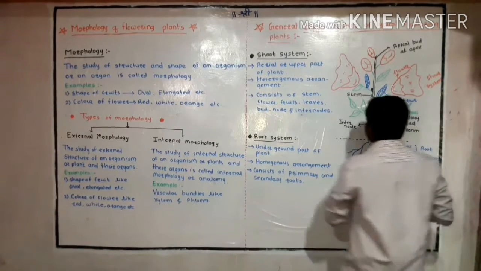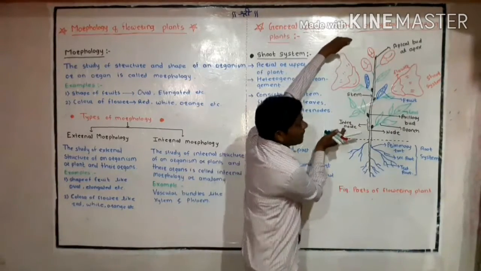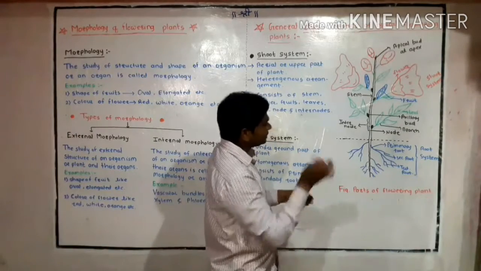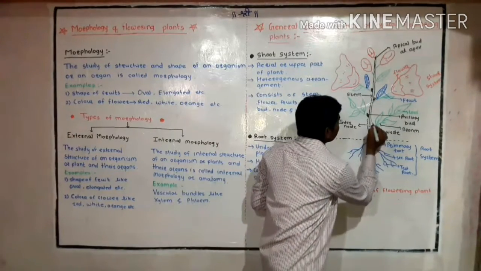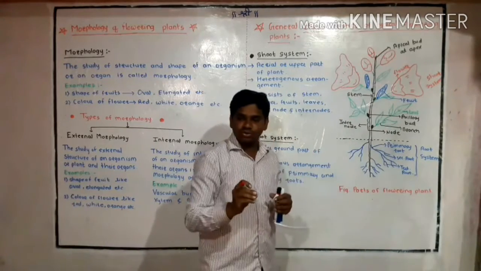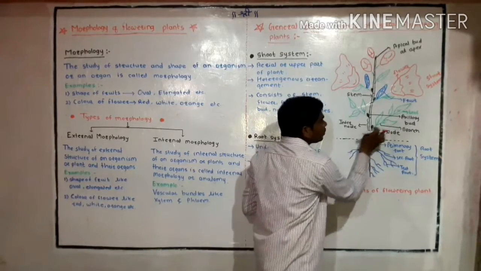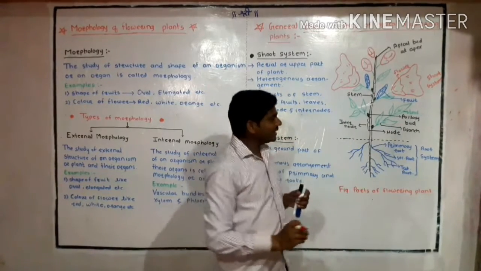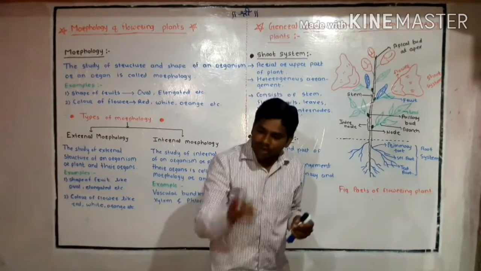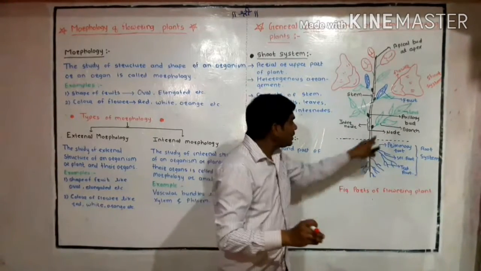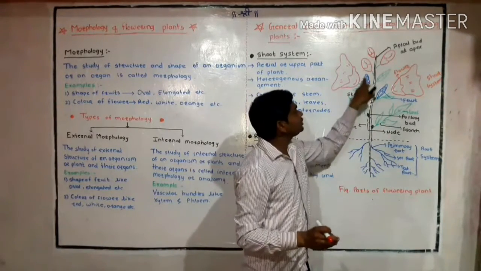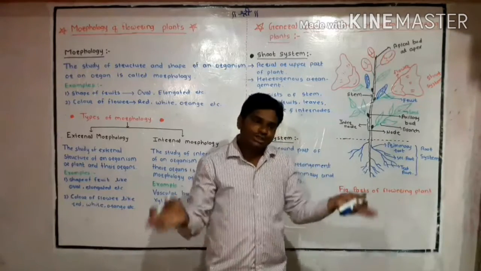It means that this aerial part consists of stem. At the stem there is a presence of node. Okay, these are the nodes. From this node, there is an origination of the leaf or flower or branch or bud. Okay, from this node branches or leaf or flower will be originated.